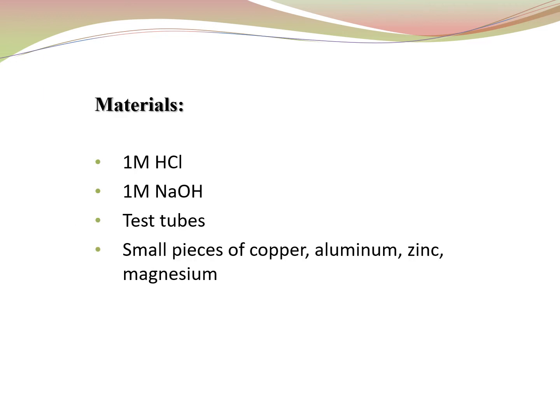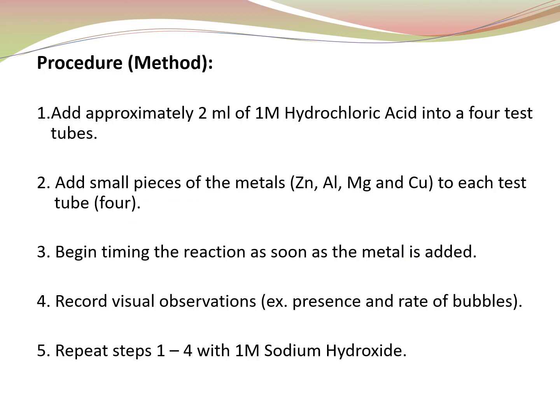The materials mainly required are a strong acid, which in this case is 1 molar HCl. A strong base is also needed, sodium hydroxide 1 molar is used. Test tubes will be needed for putting the chemicals in, and small pieces of some of the metals which we are going to use, like copper, aluminium, zinc, magnesium. Any metal that we can easily find can be tested in this reaction.